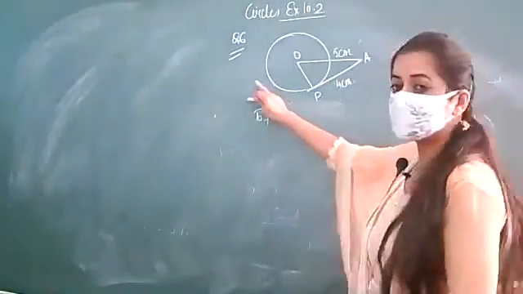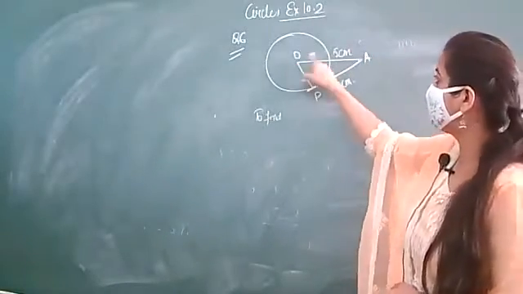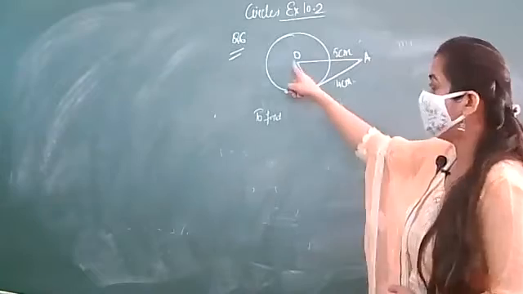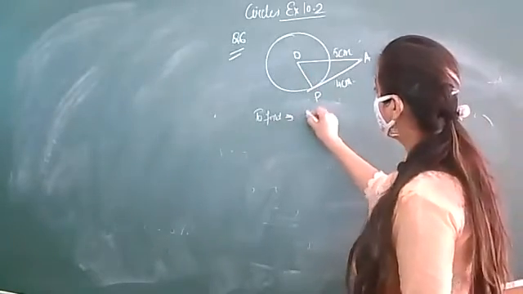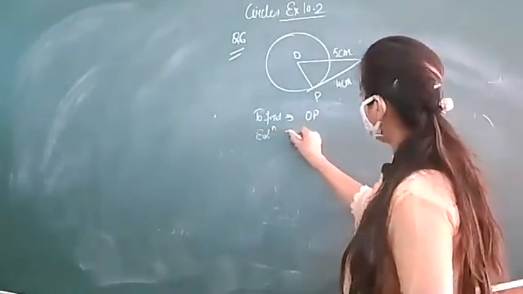So here, question number 6, you have given the distance of this point A from the center as 5 centimeter. The length of the tangent is 4 centimeter. You have to find the radius. So I'm writing, what we want to find here is OP. So let's start with the solution.